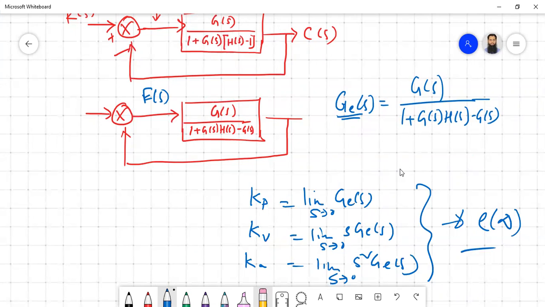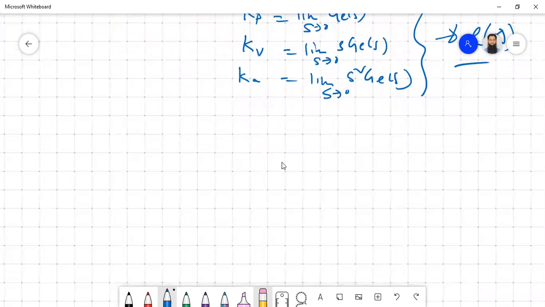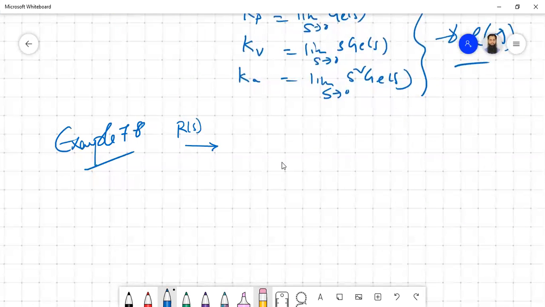Okay, so now let us look at one example, and then things will be easier to follow. So example 7.8. This time the input transducer is not provided. If it is not provided, then we can always assume that this value is 1, so we don't have to bother about that too much.